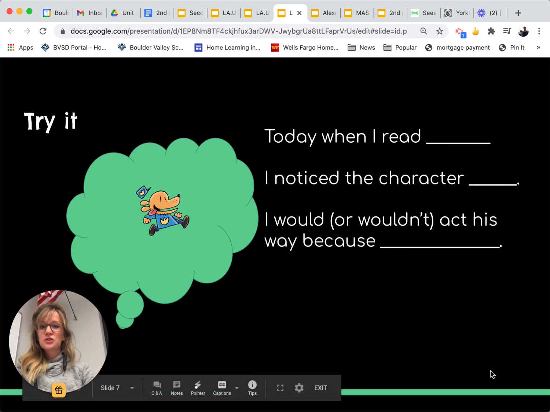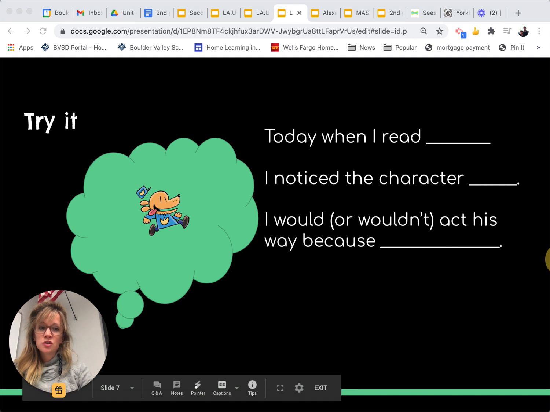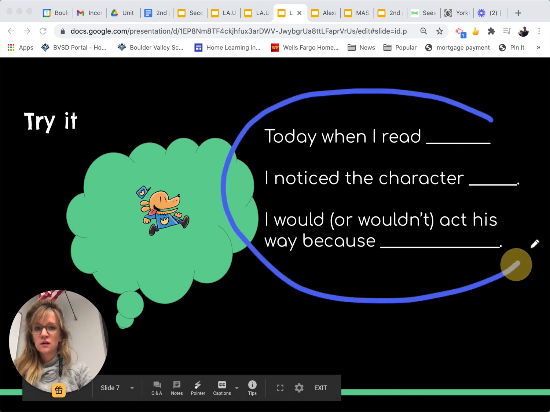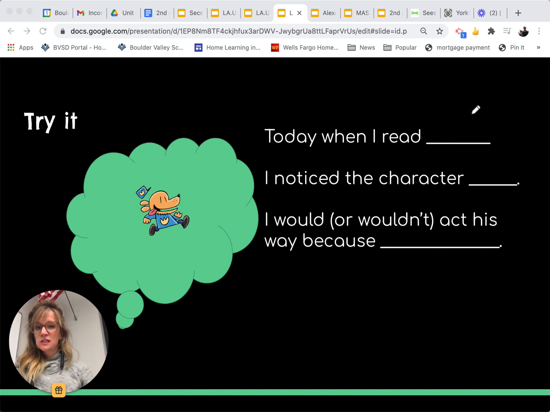So today, you're going to try this when you read. I want you to find a fiction book that you can read. Read the whole thing. You might even find one on Epic online, or you may have one nearby that you can read. After you read the whole thing, I want you to share what you noticed about a character. Would you act the same as them? Would you act different? And why? So it could sound something like this. I want you to tune in to our sentence stems over here because you can use these today when you come back to add your response to Seesaw.